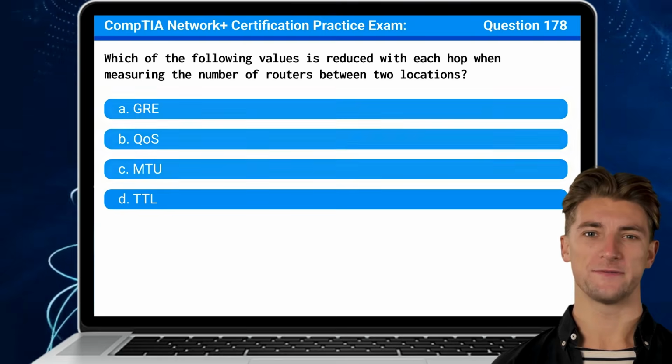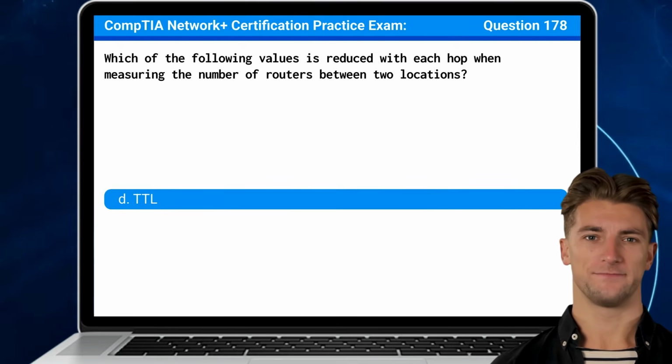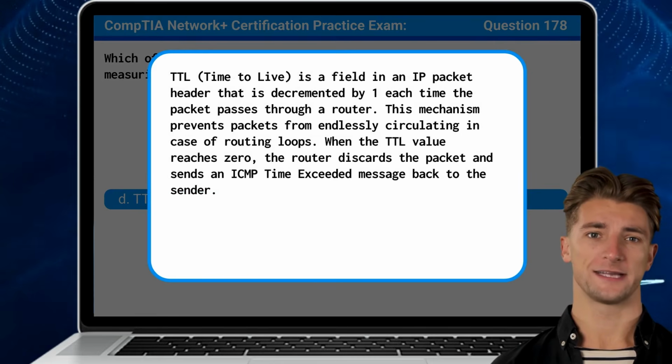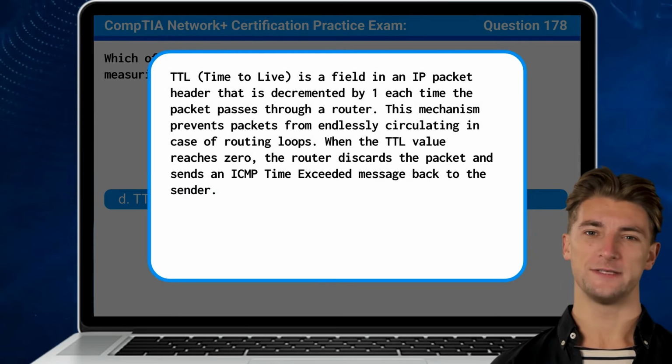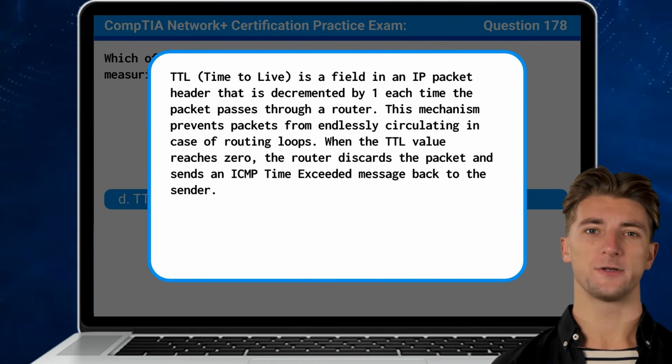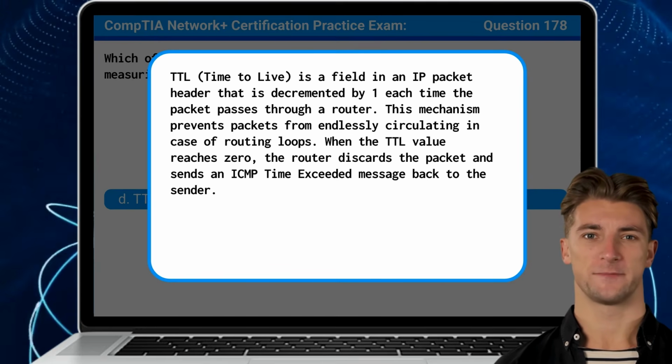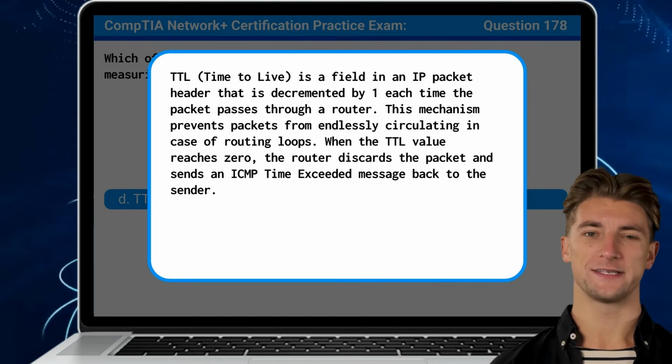The answer is D. TTL. TTL, short for time to live, is a field in an IP packet header that is decremented by 1 each time the packet passes through a router. This mechanism prevents packets from endlessly circulating in case of routing loops. When the TTL value reaches 0, the router discards the packet and sends an ICMP time-exceeded message back to the sender.